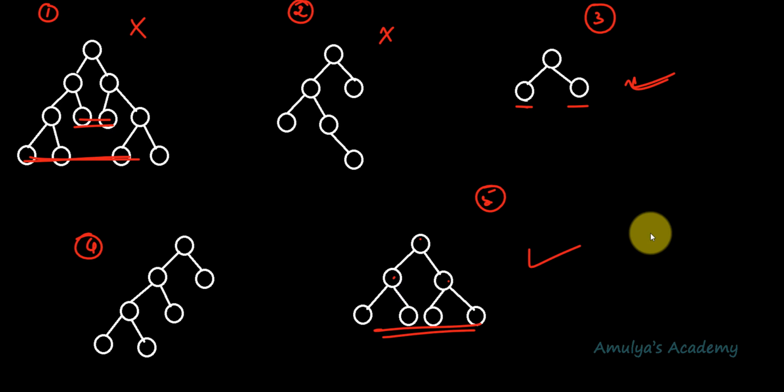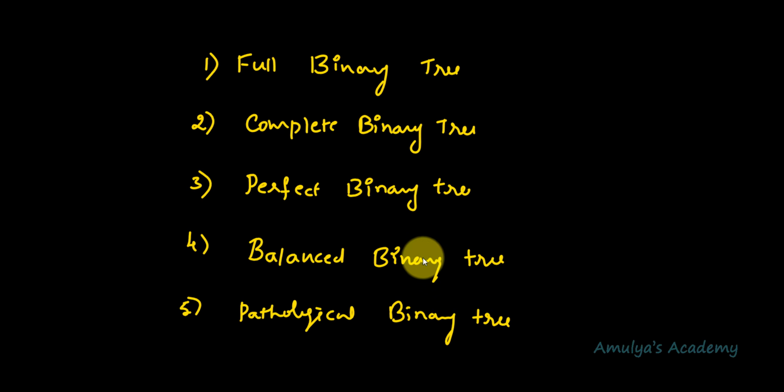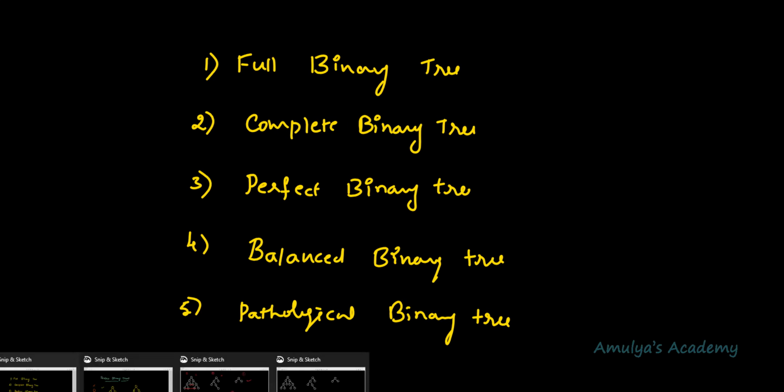I hope now you are clear with the perfect binary tree. In the perfect binary tree, we need to check the internal node first, whether it has two children or not, and you need to check whether leaf nodes are present in the same level. Done. So next, let's talk about the next type of binary tree. And the next type is the balanced binary tree. So let's see what this is.